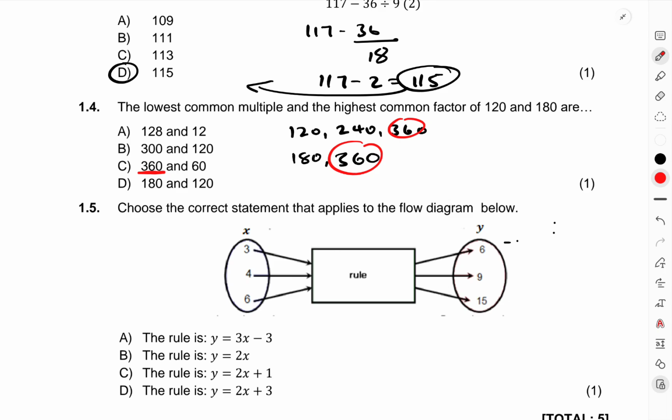Now, let us look at the highest common factor. Highest common factor means look for the biggest number that can go into 120 and 180 without leaving a remainder. Obviously, 60 can go into 120 and 60 can go into 180 as the biggest number without leaving a remainder. Therefore, the answer for 1.4 has to be option C.